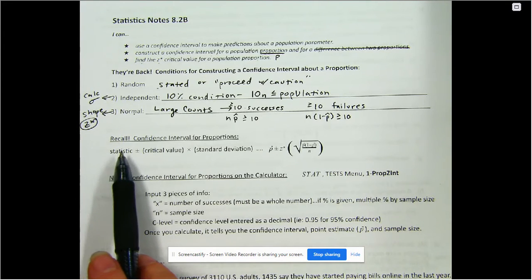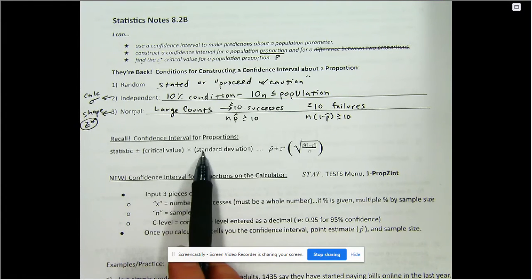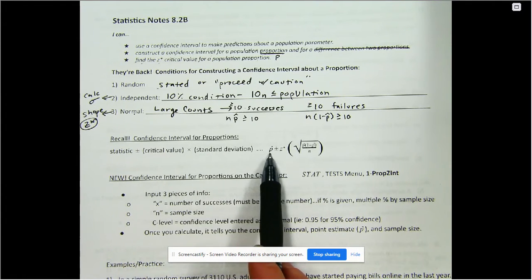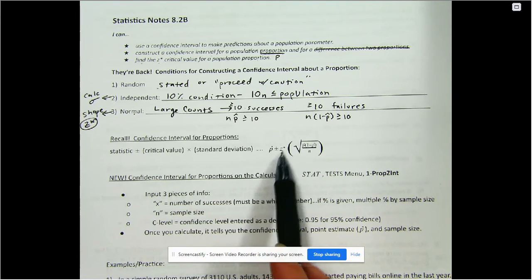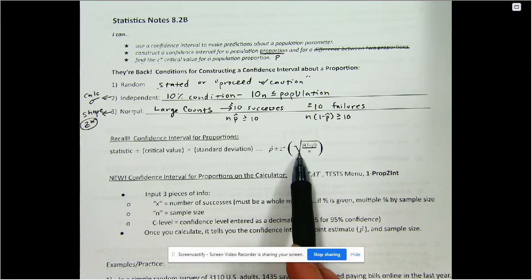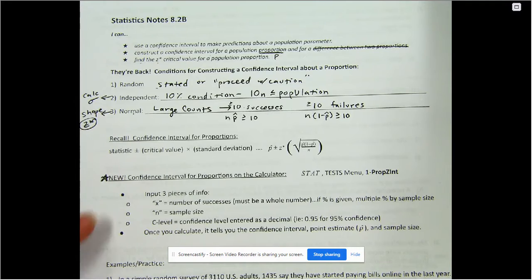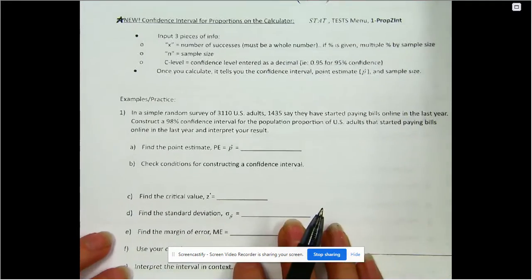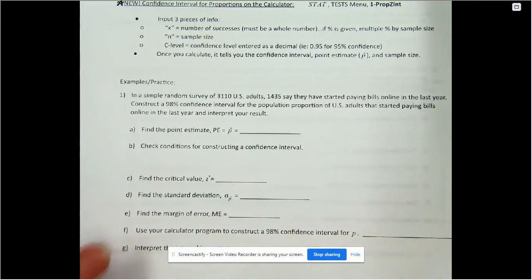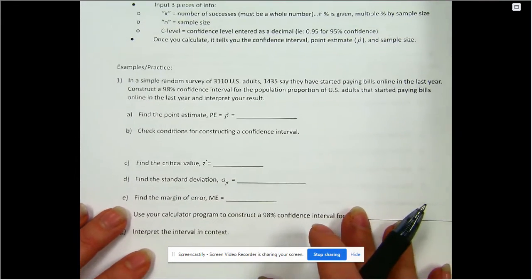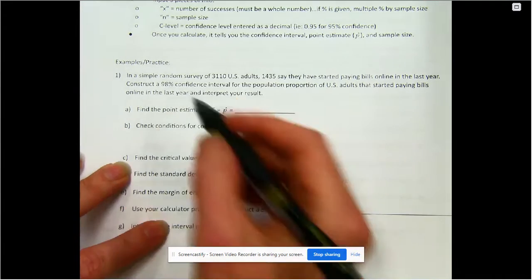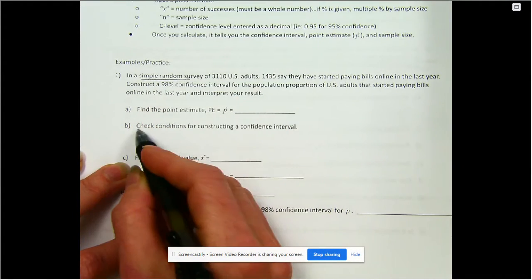All right. Recall, our confidence interval for proportion says statistic plus or minus critical value times standard deviation, where our statistic or point estimate is p hat, our critical value is z star, and our standard deviation is the square root of p hat times 1 minus p hat over n. We're also going to learn today how to use our calculator function to construct confidence intervals, which is super fast. We're going to do at least one more by hand, though, and then I'll show you how to use the calculator.